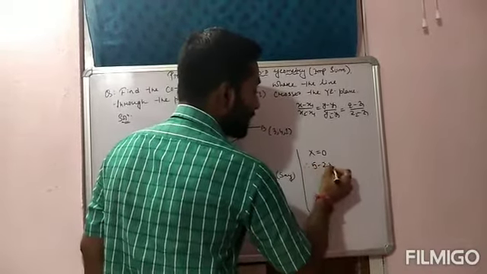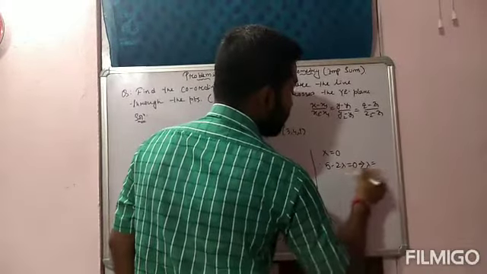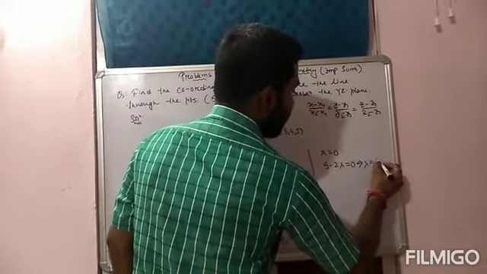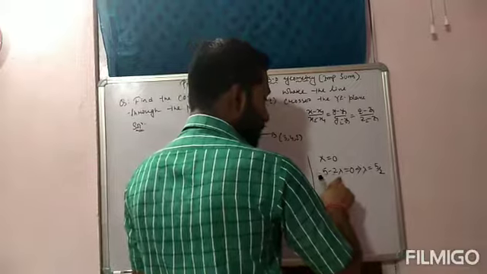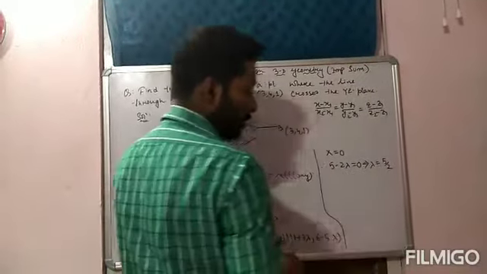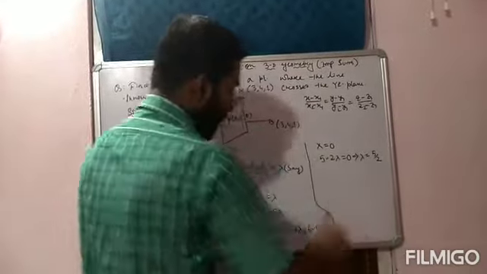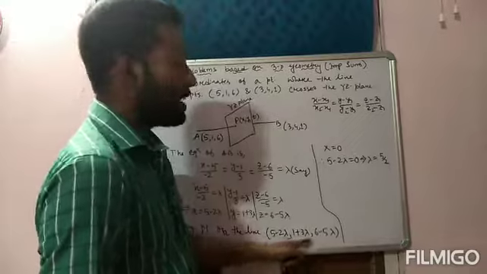can write 5 minus 2 lambda is equal to 0, or lambda is equal to 5 by 2. Okay, if 5 minus 2 lambda is equal to 0, then lambda is equal to 5 by 2. Now we know the value of lambda. Put the value of lambda in these points, then we will get the coordinates, that is x, y and z.